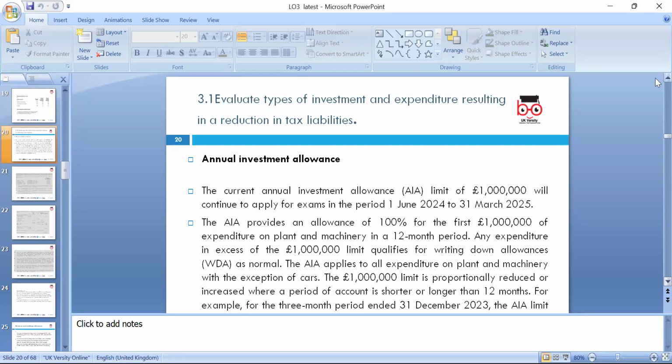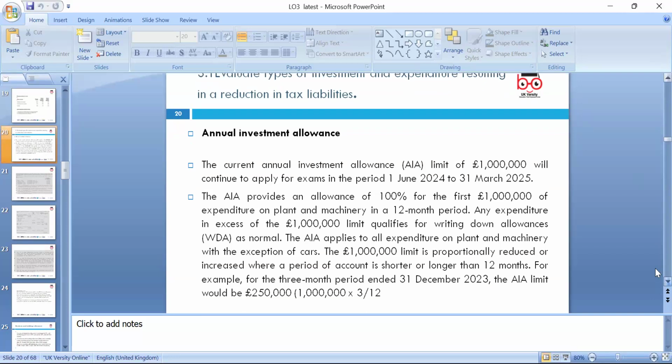Whichever financial year you are looking at, the annual investment allowance will provide an allowance of 100%. If you claim the annual investment allowance, the tax bill will be reduced. For expenditure on plant and machinery in excess of this limit, which is one million, we can look at qualifying for the written down allowance as normal. Capital allowance means for any asset you buy, we can apportion it and reduce our tax bill.